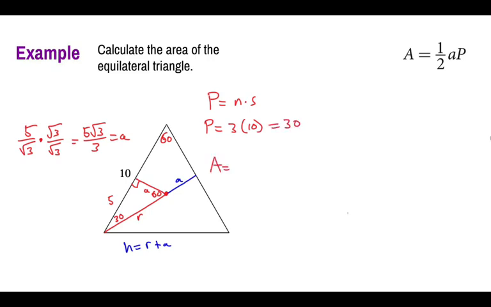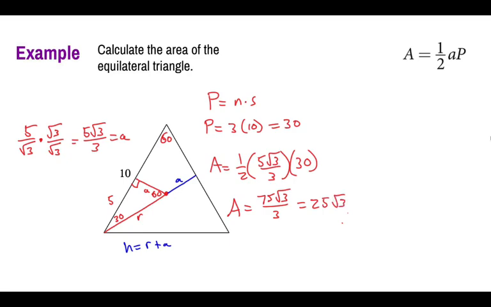So our area is 1/2 our apothem of 5 square root 3 over 3, times 30. So half of 30 is 15. 15 times 5 is 75. So 75 square root 3 over 3, which again can simplify even further to be 25 square root 3. So that's our exact answer, units squared.